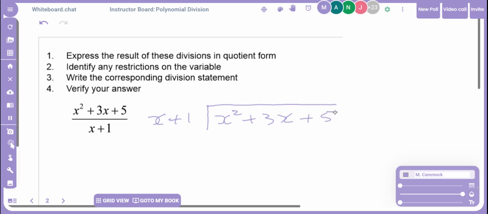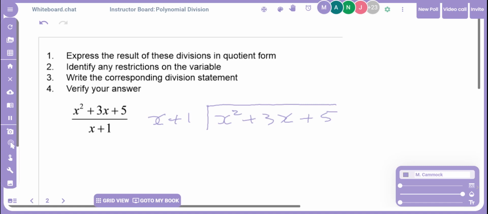Okay, hopefully so far so good. What I'm going to do now is something you need to pay close attention to. I'm going to divide the first term of the dividend, which is the x squared, by the first term of the divisor, which is the x.